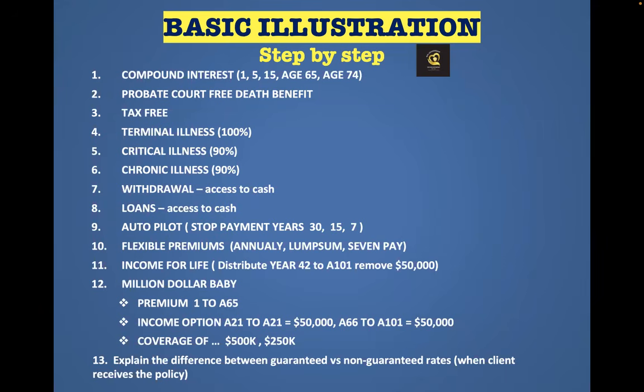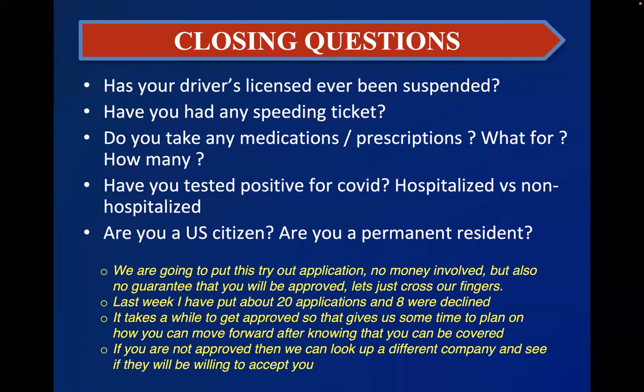But other than that, you explain to them all the benefits: compound interest, probate court-free death benefit, tax-free, terminal illness, critical illness, chronic illness, access to cash as a withdrawal, and access to cash as a loan, autopilot, flexible premiums, income for life, and of course, $1 Million Baby. So these are all the benefits that you need to be comfortable explaining when you're doing the illustration.